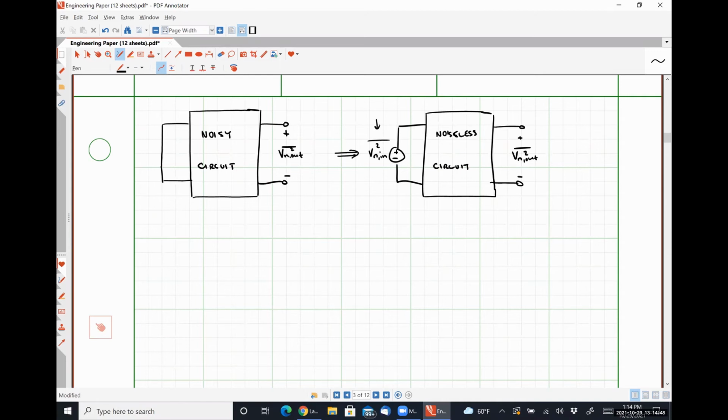So in this case, the input resistance of our noisy circuit was zero, right? So if we tried to look in, Rn was 0 ohms because we just had that short circuit there, right? We shorted directly to ground.